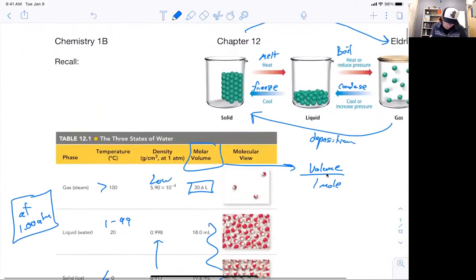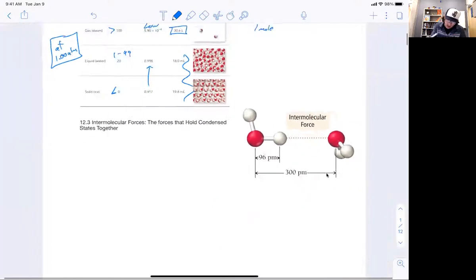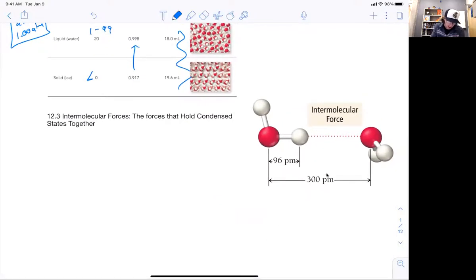So that's some of the background information before we dive into intermolecular forces. Intermolecular forces are the forces that hold condensed states together. And those condensed states we're talking about are solids and liquids. How come we've excluded gases? Well, gases have so much energy that it's overcome these intermolecular forces. Let's say it like this.